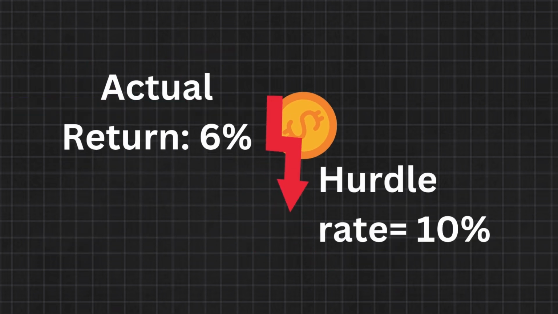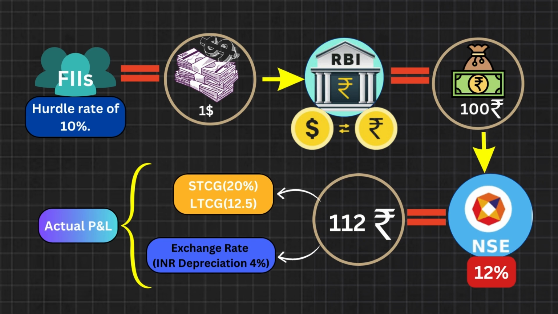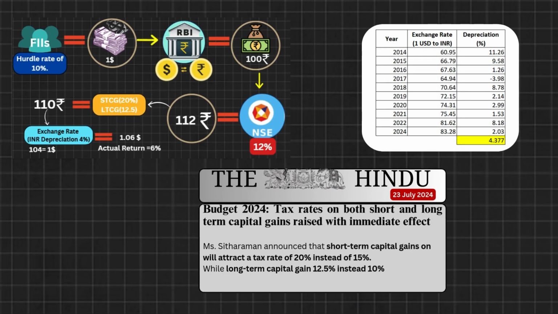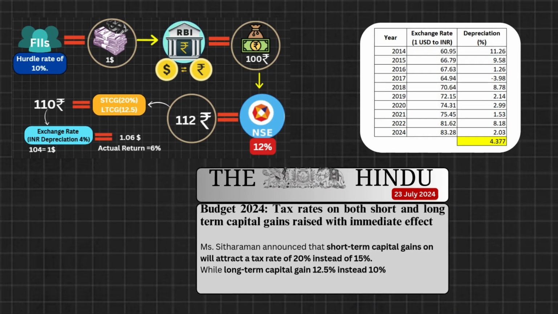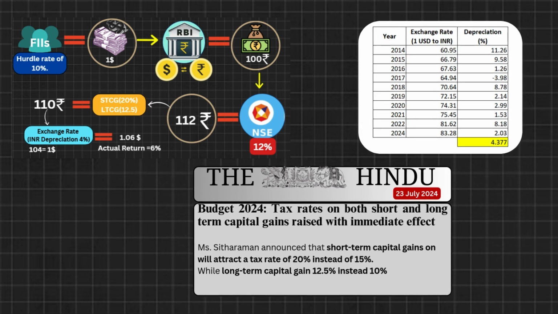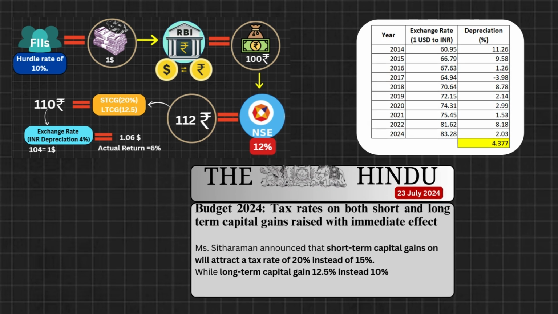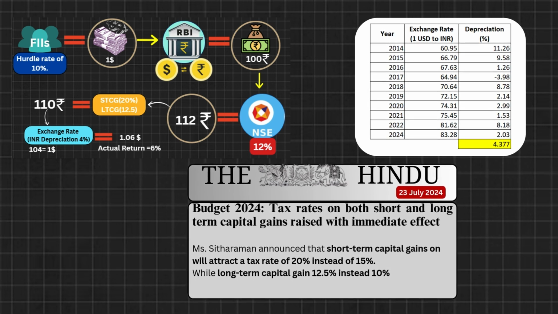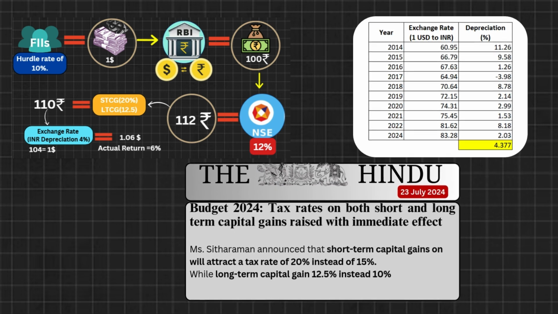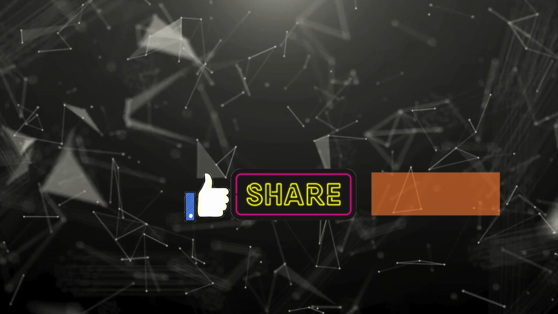So the actual return is falling below the set hurdle rate of 10%. Hope now you have an idea how the exchange rate, taxation and local market conditions significantly influence the effective return, even if the initial return seemed attractive. And this is one of the key reasons why FIIs have been relentlessly selling in the Indian market, as the actual return may fall below the hurdle rate when these factors come into play, due to the recent Trump win and China containment. So that's all for this video.